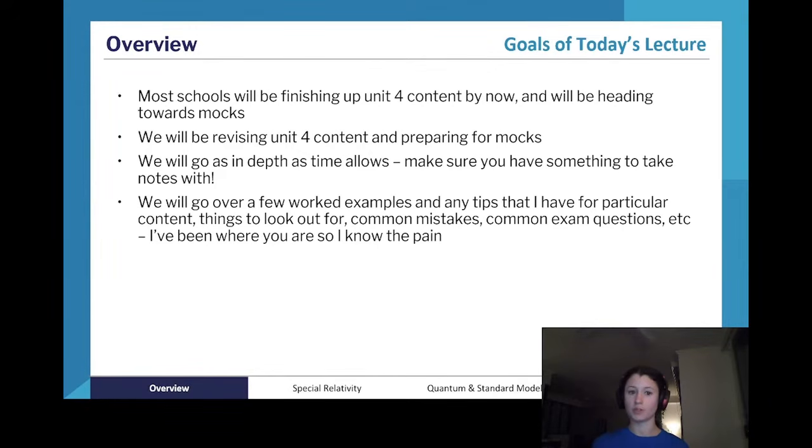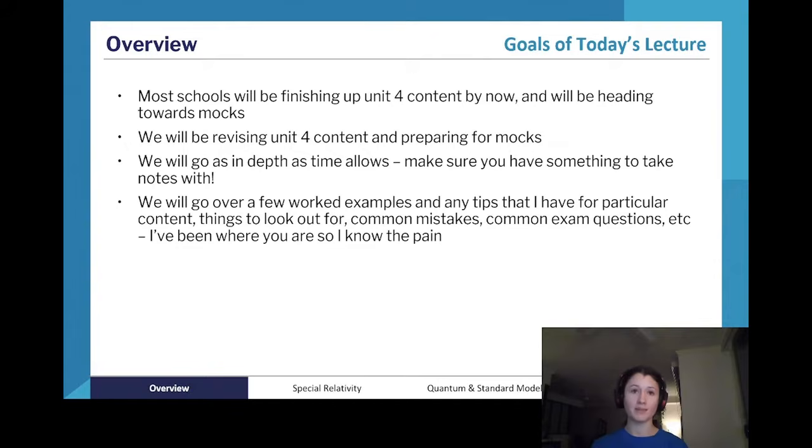So most schools will be finishing up Unit 4 content by now and kind of heading towards mocks and going through revision for your externals, but you should have mostly finished the actual content. So what we're going to be doing today is revising Unit 4 content and preparing for your mocks.